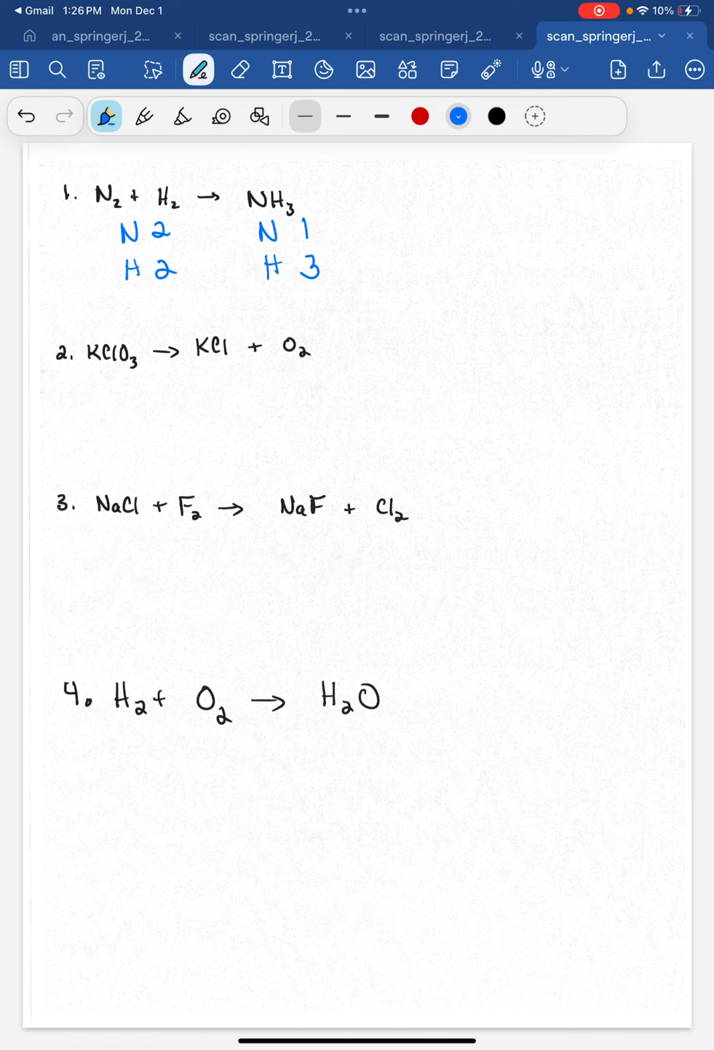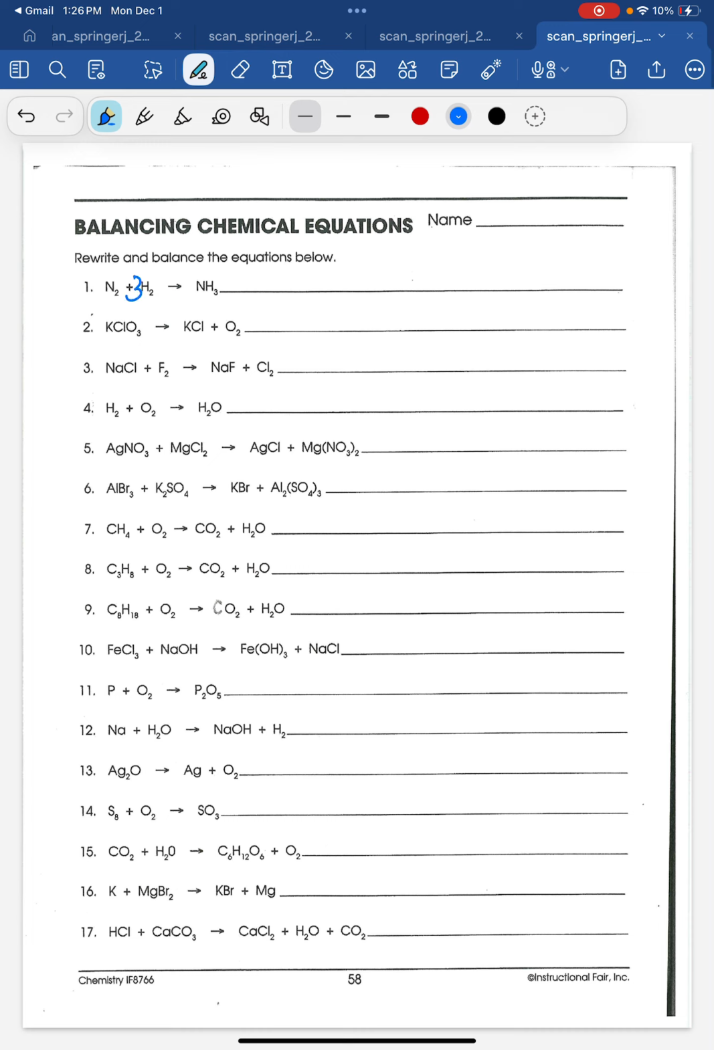If I get my N's to balance, I'll need to put a 2 right there. That'll make that a 2 and then a 6. And then to get the H's to be a 6, I better put a 3 right there. And that equation is balanced. So on your paper, you would just put a 3 there and a 2 there. Or you could rewrite. Whatever makes you happiest. As long as I can read that, that is adequate.